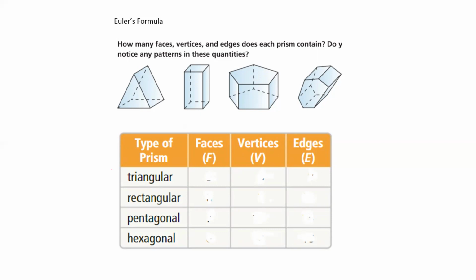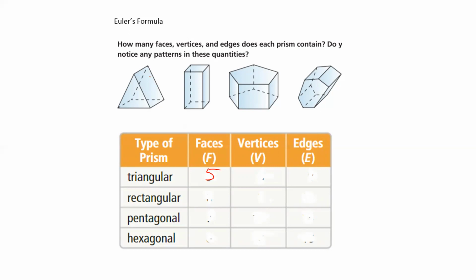So there are 4 images up here: a triangular prism, a rectangular prism, a pentagonal prism, and a hexagonal prism, all up here. I want you to go through this and find how many faces, vertices, and edges are in each one. And we'll do the first one together. So the triangular prism. How many faces are on our triangular prism? 5. Because we have 2 bases and then 3 rectangles as the sides for a total of 5.